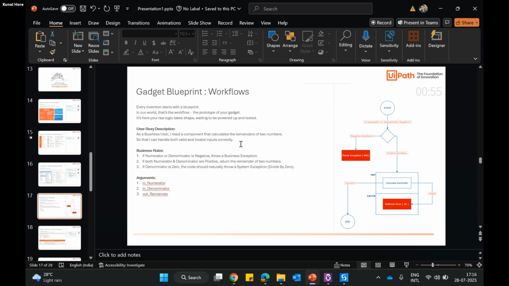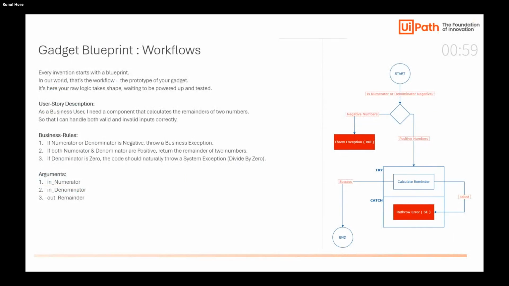Before we actually build a gadget, we need to have a blueprint of that gadget, right? So let's take a simple business use case that my user has given me. My user says that I need to calculate the remainder of two numbers, so that he can handle both valid and invalid inputs correctly. And these are the business rules that he has given.